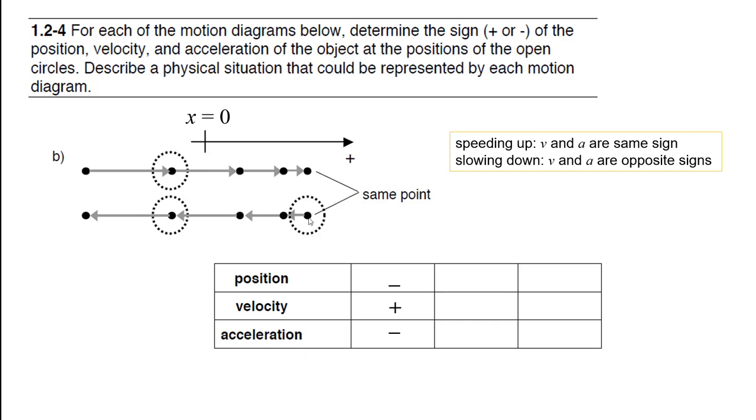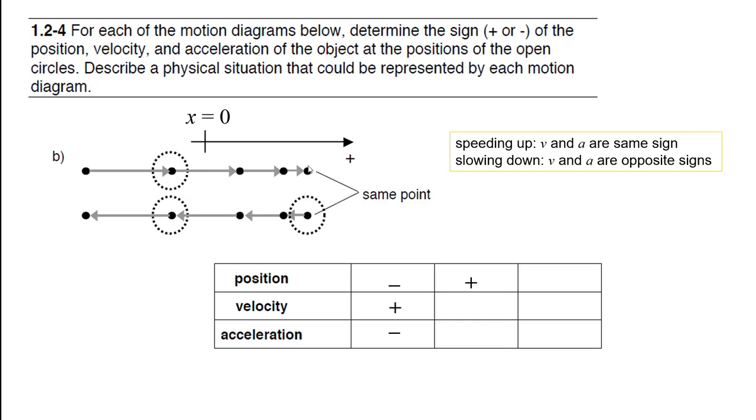Let's look at this point here. This motion diagram also represents something that moves forward, slows down, comes to rest for a moment, and then moves back in the other direction. We don't want to draw those two paths on top of each other, so we just draw the second part a little bit lower. But this is the same moment in time. The position here is definitely going to be positive because I'm to the right of my x equals 0.